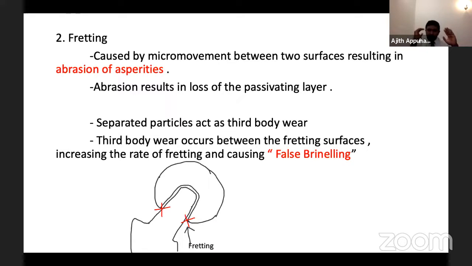So try to keep it in shelf in your brain, what this is, and most probably you have to use that knowledge in your MCQ paper.